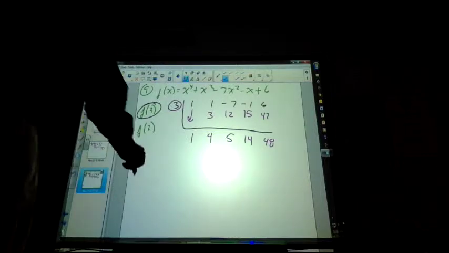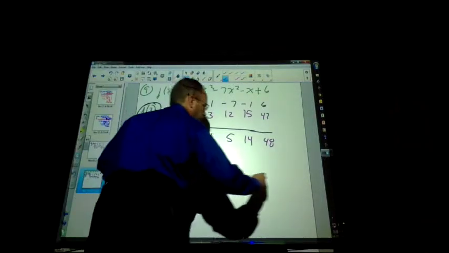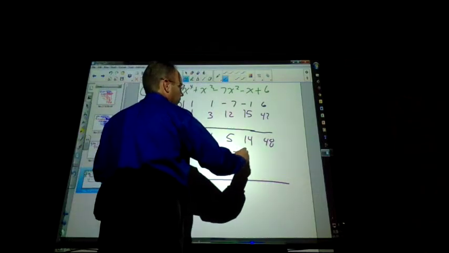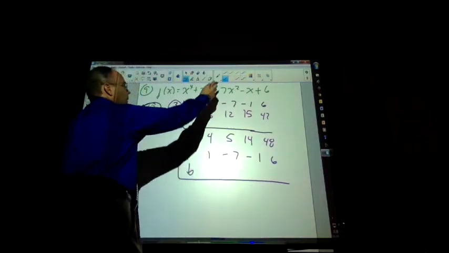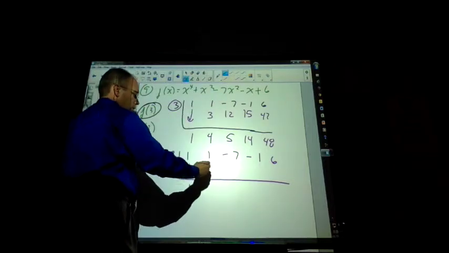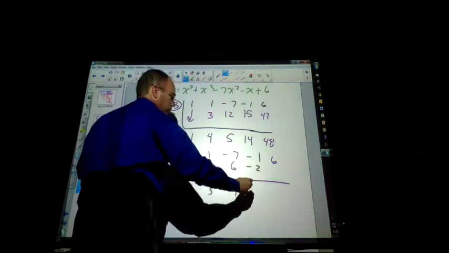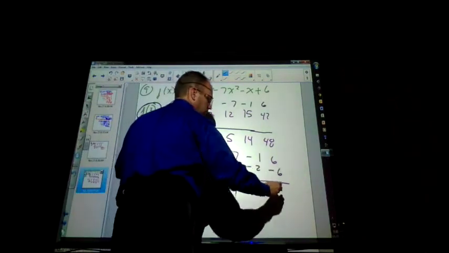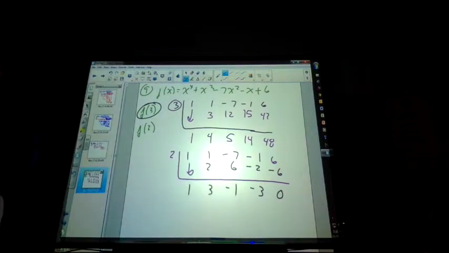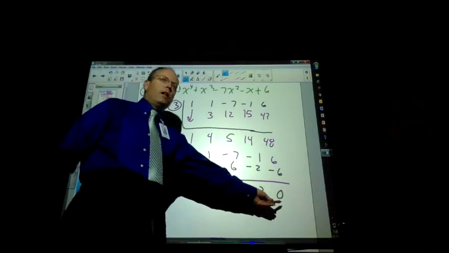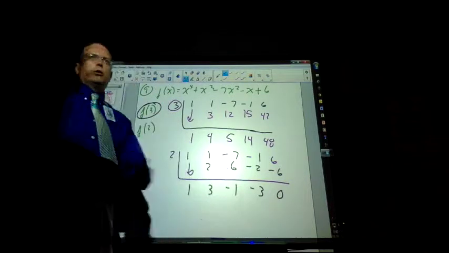So then I'm going to take 2 and see if 2 works. So I get a 1 times 2 is 3. What do you know? 2 is a solution. 2, 0 is a point on the graph. It's a solution to the problem. How do you know if it's a solution or not? This very last term has to be 0. If it's not 0, it's not a solution.